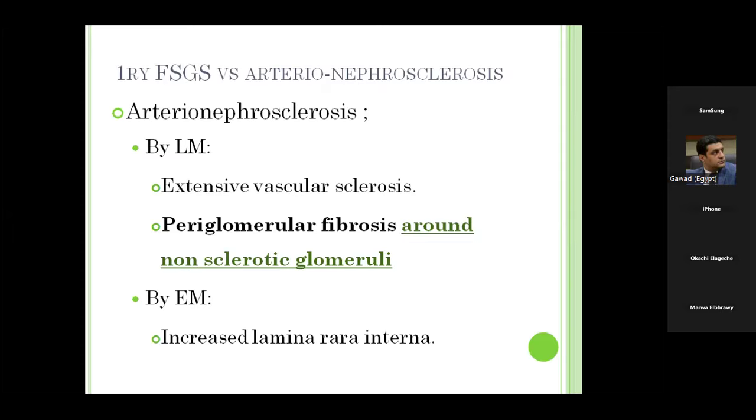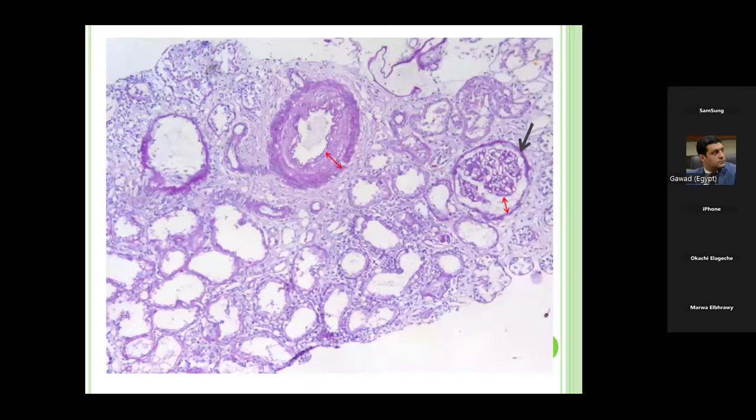Another item we could highlight is the difference between primary focal segmental glomerulosclerosis and arterionephrosclerosis. By light microscopy, extensive vascular sclerosis will be found, with glomerular fibrosis around non-sclerotic glomeruli as ischemic changes. By EM we will see an increase in the lamina rara interna that we described in the first lecture.